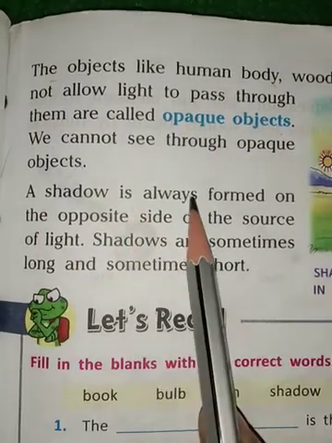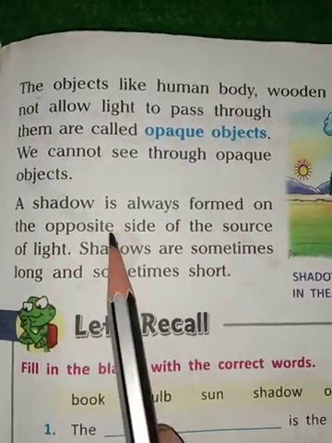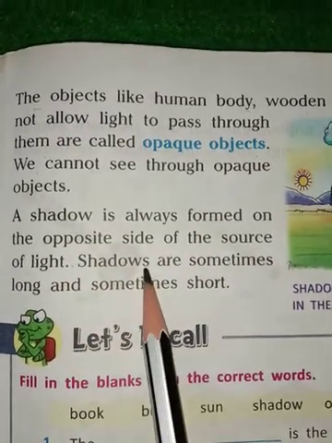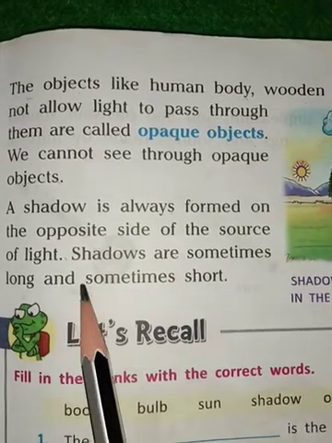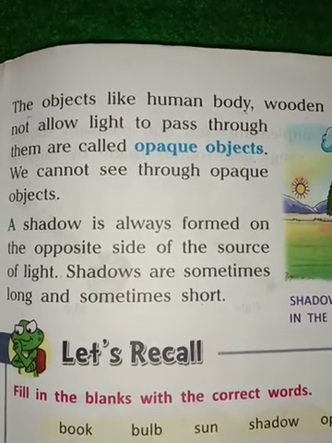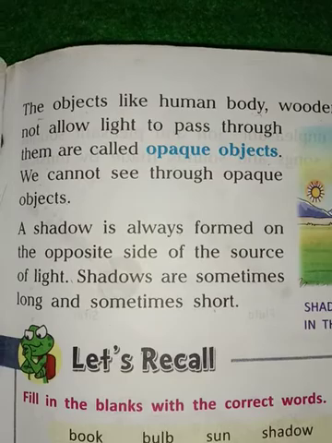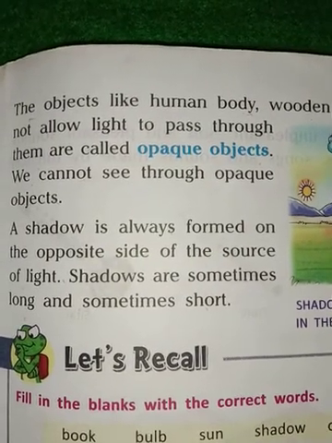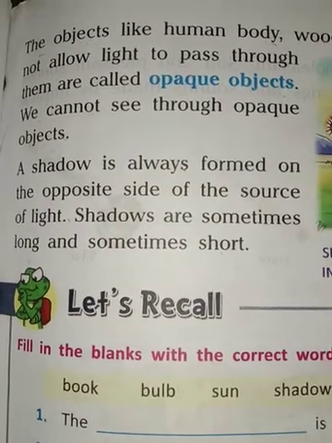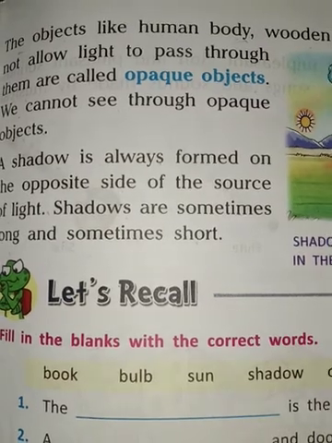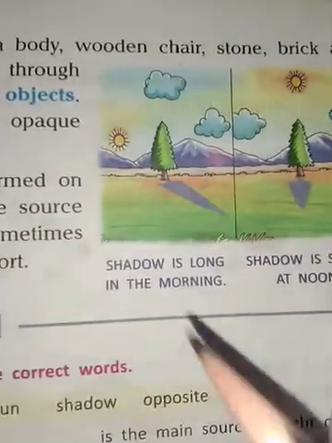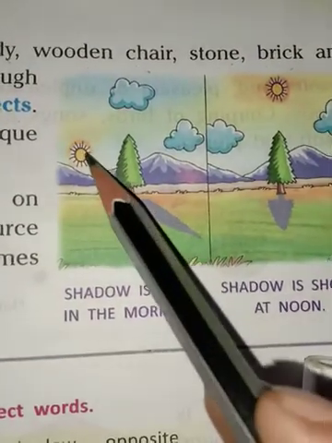A shadow is always formed on the opposite side of the source of light. Shadows are sometimes long and sometimes short. So to form a shadow, a source of light is required. It is only when light rays are obstructed that we get the shadow of the object. Shadows are always formed on the opposite side of the source of light.